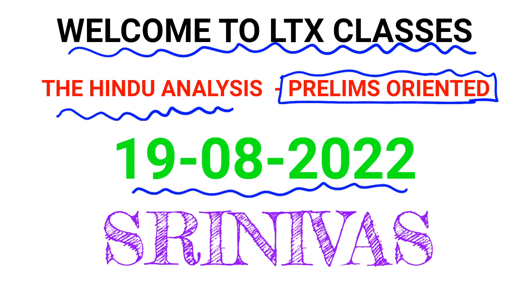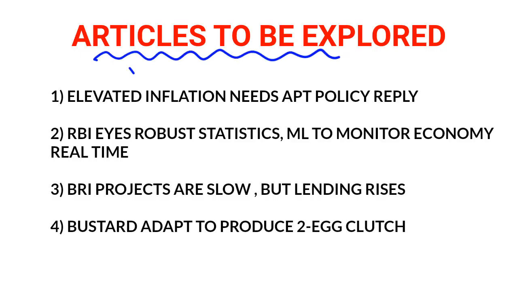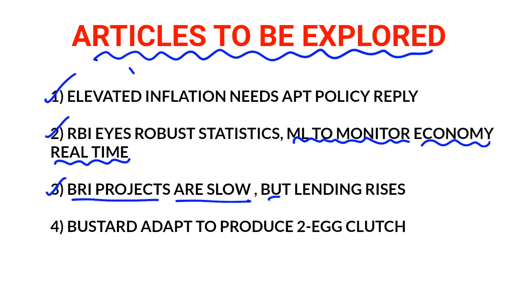The date is 19-8-2022 and the articles are going to be dealt with by Srinivas. Look at our articles to be explored. See, elevated inflation needs apt policy reply, and RBI eyes robust statistics and machine learning to monitor economy in real time. And next, BRI projects are slow but lending rises. And next, the great Indian bustard adapts to produce a two-egg clutch. So these are the very important prelims oriented articles.